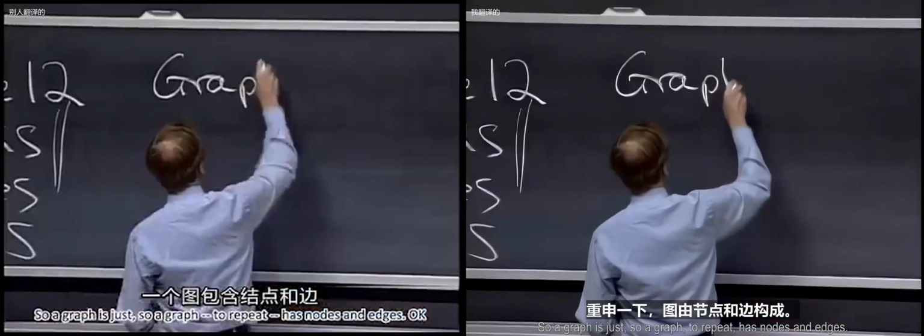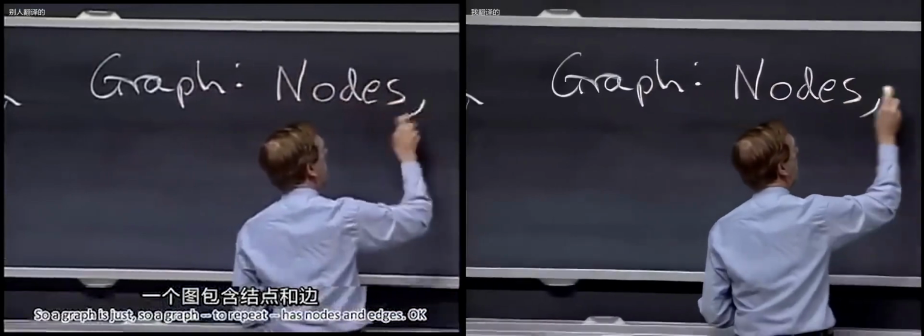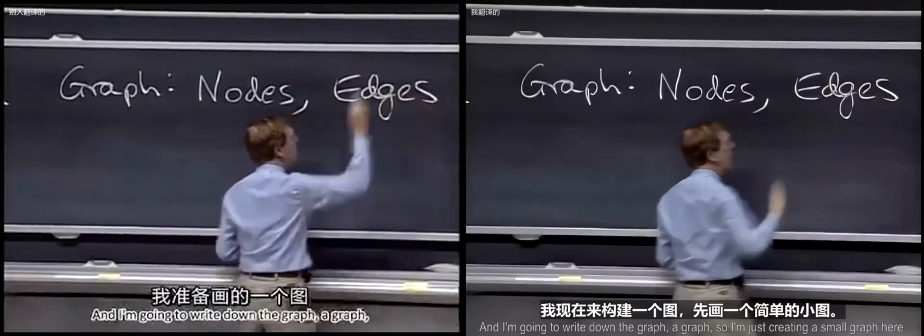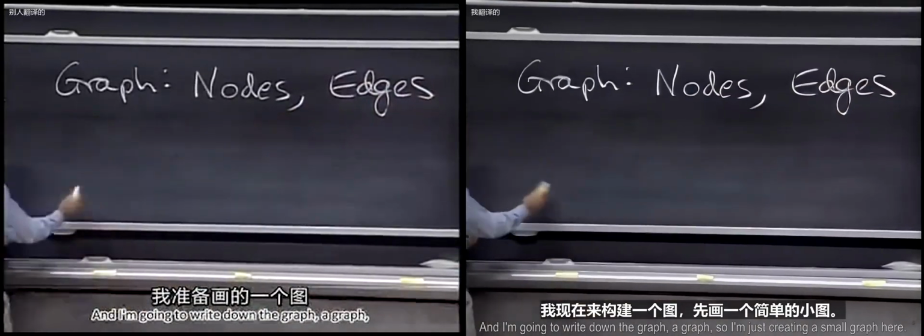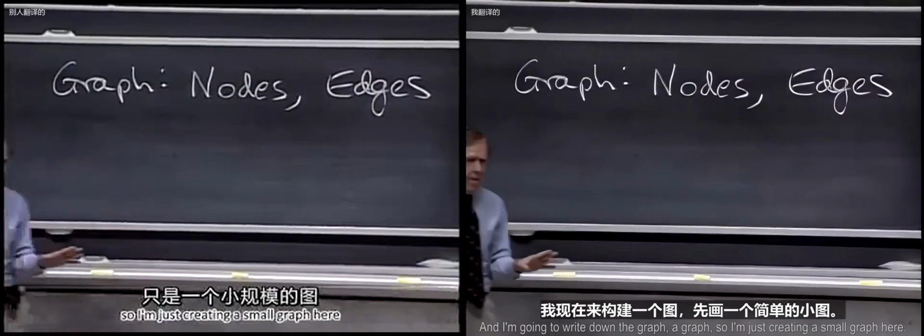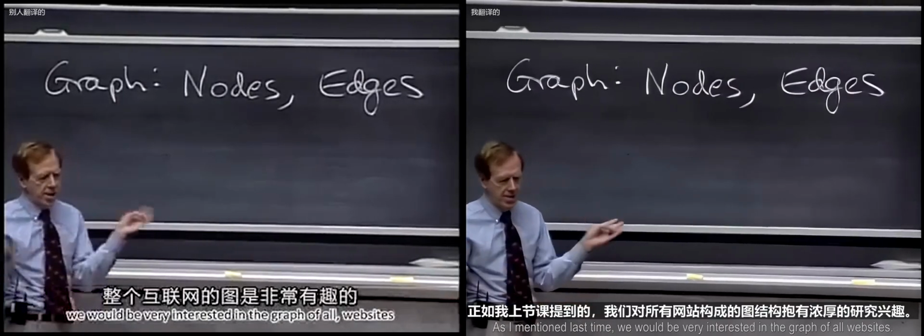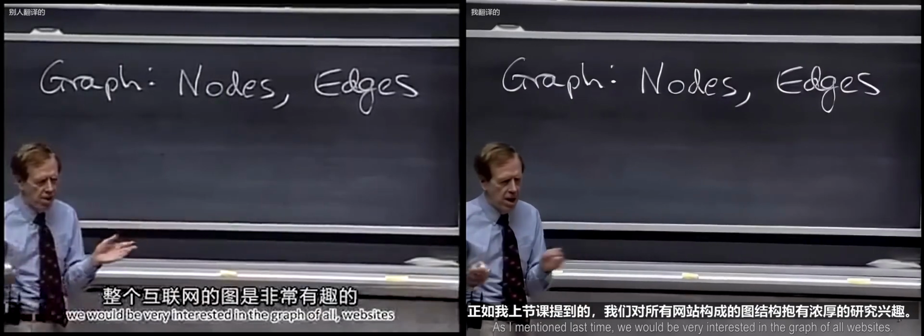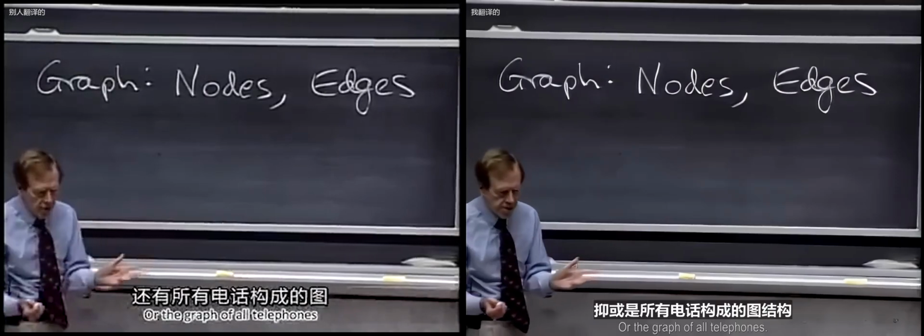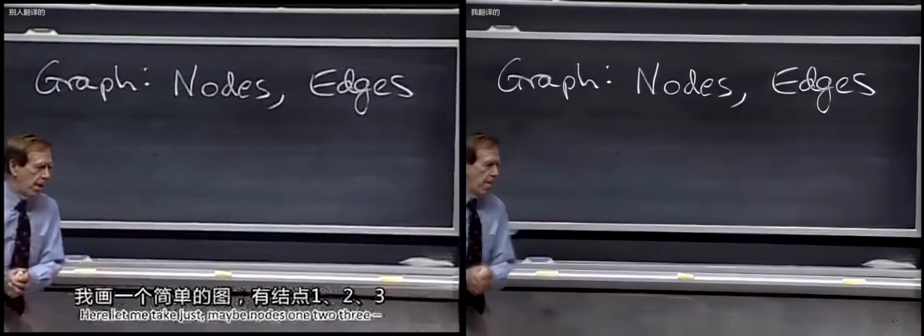So a graph, to repeat, has nodes and edges. Okay, and I'm going to write down a graph. So I'm just creating a small graph here. As I mentioned last time, we would be very interested in the graph of all websites, or the graph of all telephones, or the graph of all people in the world.